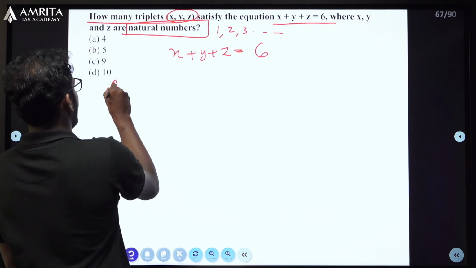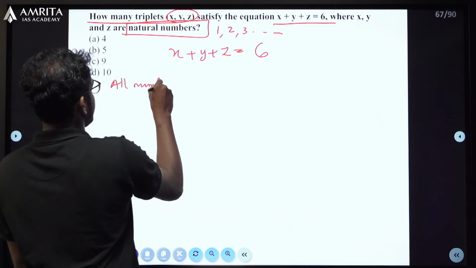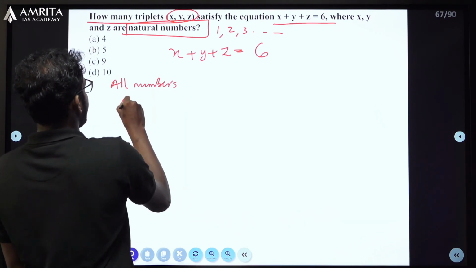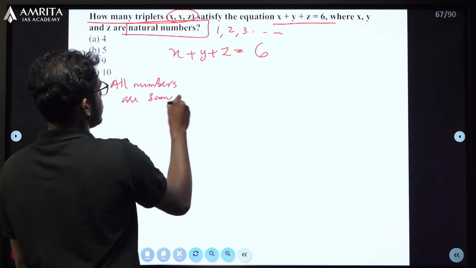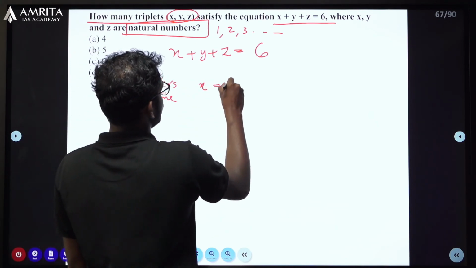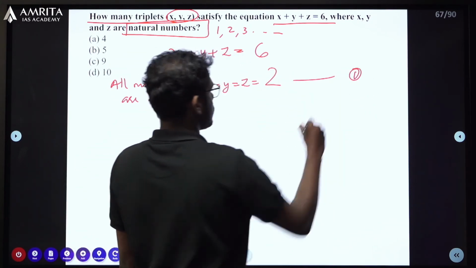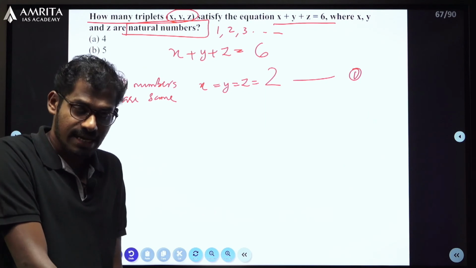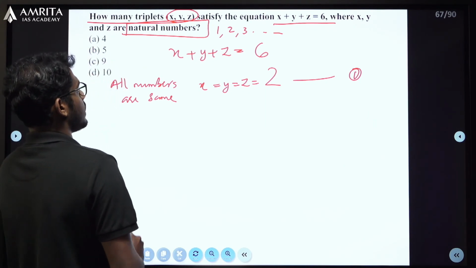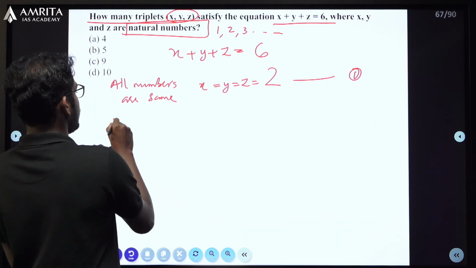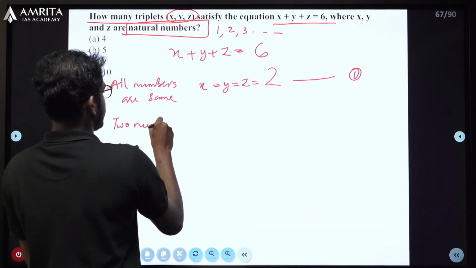Suppose all numbers are the same, that is x is equal to y is equal to z is equal to 2. So this is one possibility. If all the numbers are the same, then one triplet is possible. Then two numbers are the same.